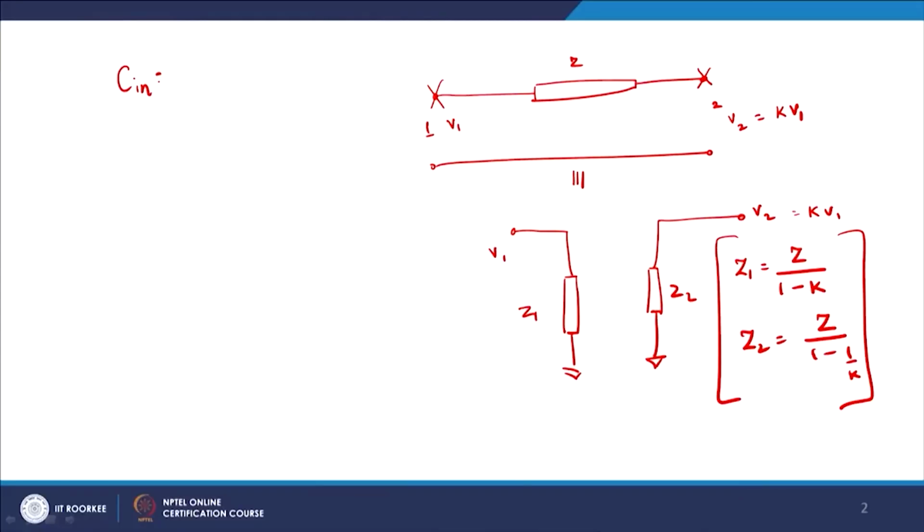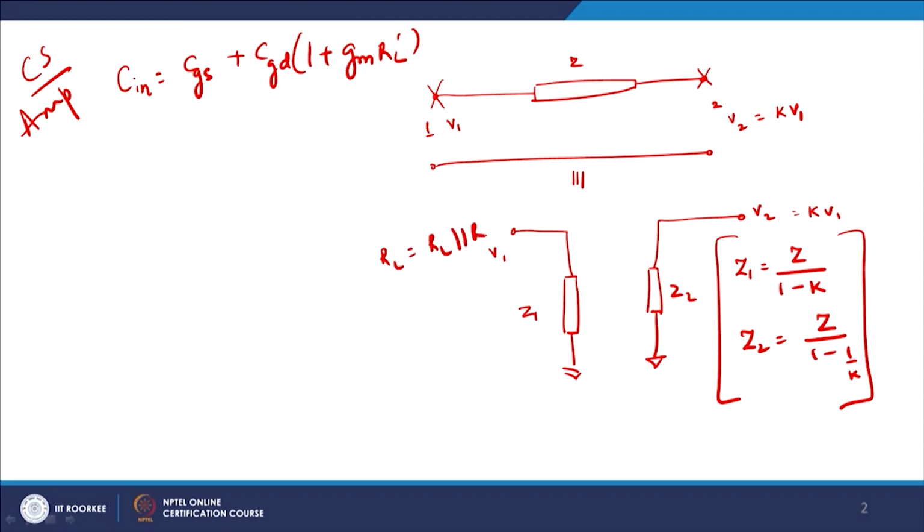Now, in my previous discussion we saw that when we are doing high frequency response, C in for a common source amplifier will be equal to CGS plus CGD multiplied by 1 plus gm times RL prime. This is the high frequency response which we got, where RL prime is nothing but the resistance RL parallel to RD parallel to RO. This quantity is referred to as a Miller multiplier.